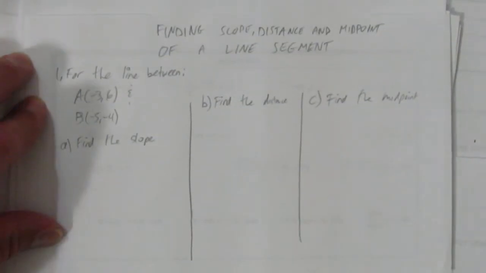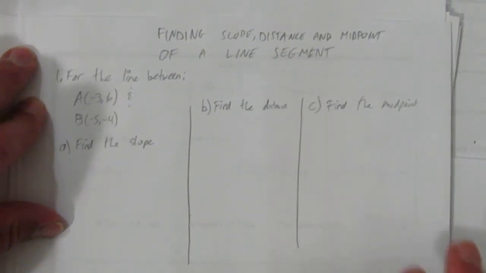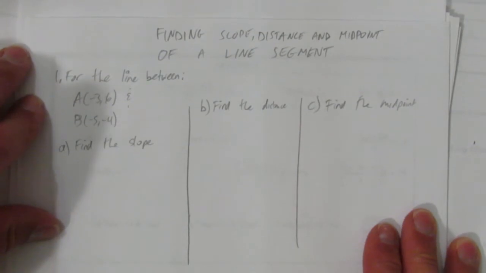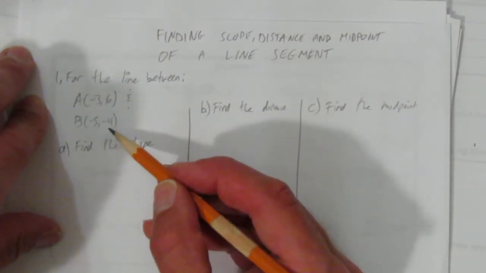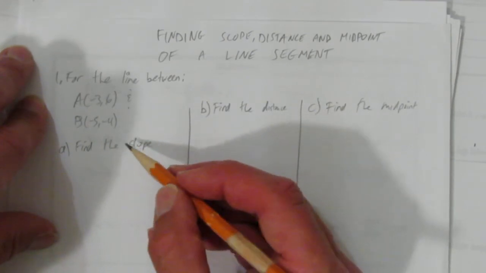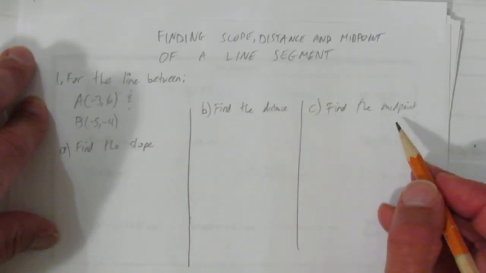Let's take a look at finding slope, distance, and midpoint of a line segment. And the line is going to be between the points (-3, 6) and (-5, -4). Three things: find the slope, find the distance, find the midpoint.